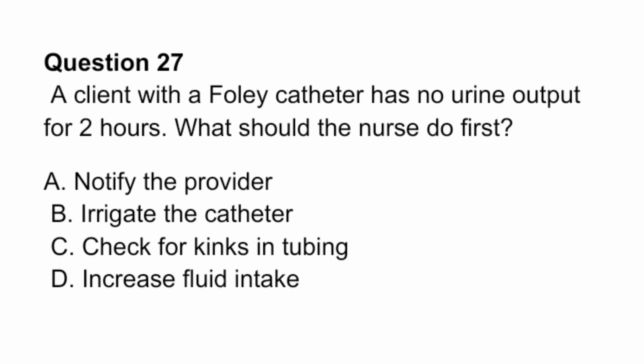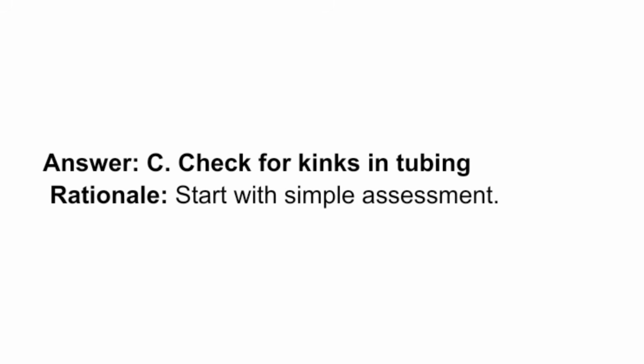Question 27. A client with a Foley catheter has no urine output for 2 hours. What should the nurse do first? A. Notify the provider. B. Irrigate the catheter. C. Check for kinks in tubing. D. Increase fluid intake. Answer: C. Check for kinks in tubing. Rationale: start with simple assessment.